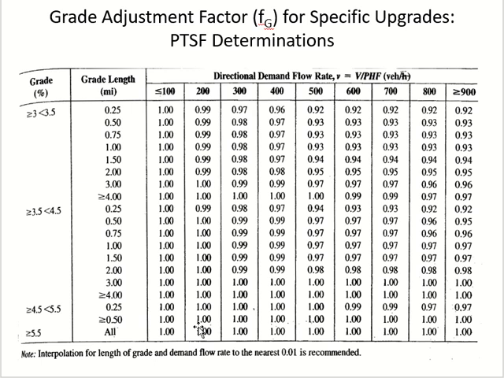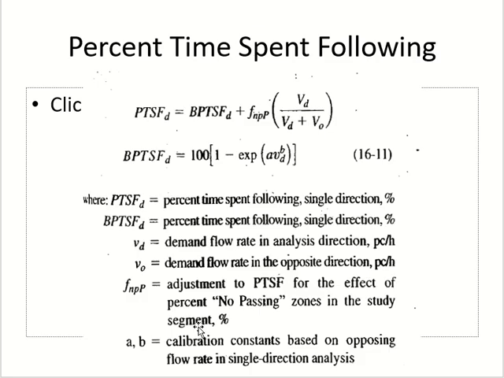So, Fg depends upon terrain, depends upon flow rate, and depends upon what you want in the end. Three things. Let's say you have class 1 or class 2 highway. You have to calculate percentage time spent following, which is calculated from these two equations. The first thing you will calculate is BPTSF, meaning base percentage time spent following.